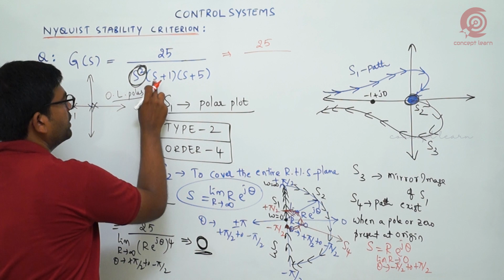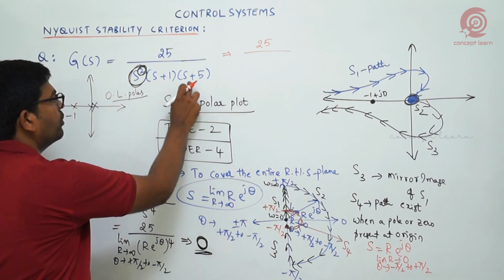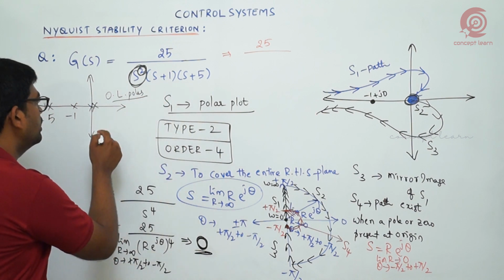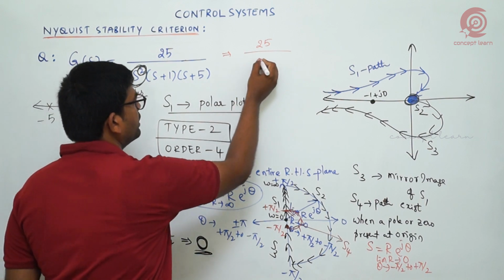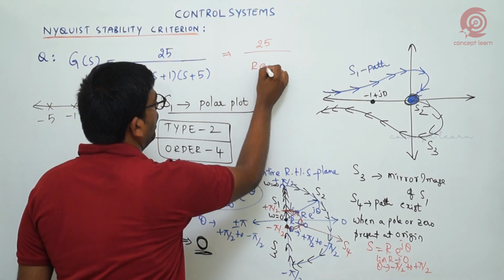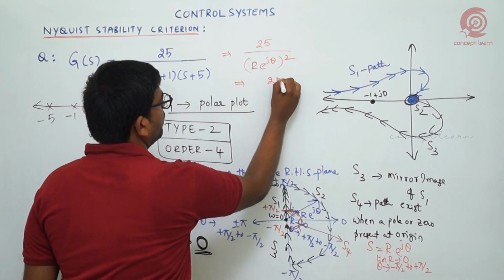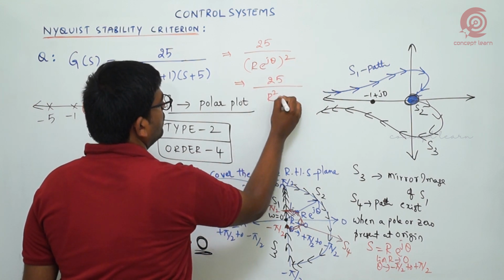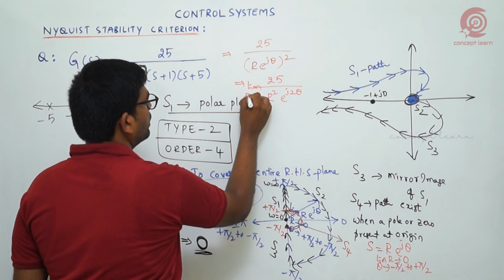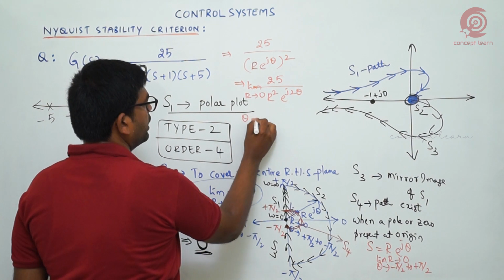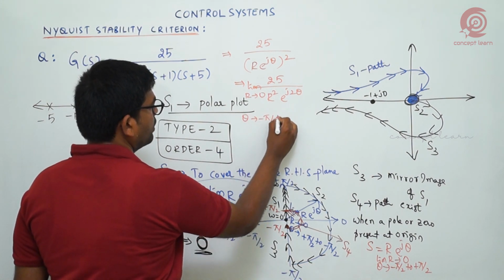No need to do this for the other poles, because 0 plus 1 is 1 only, 0 plus 5 is 5 only. So there won't be any effect of these poles, only the effect of the poles at the origin. So 25 by s square, what do we get? 25 by (r e^(jθ)) whole square, that is 25 by r square e^(j2θ), with limit r tends to 0 and θ from minus 90 to plus 90.